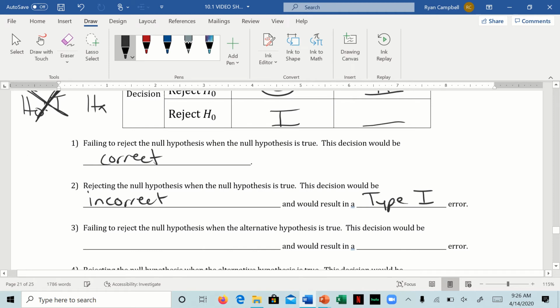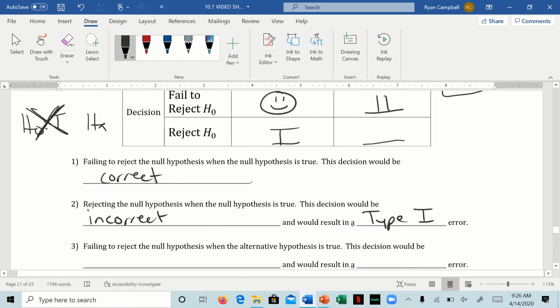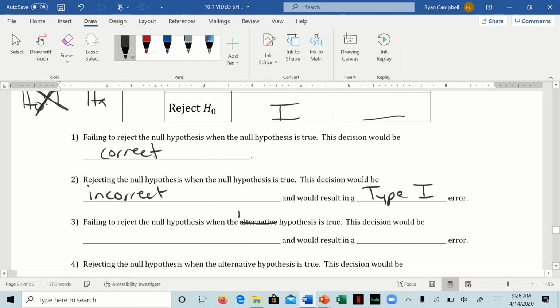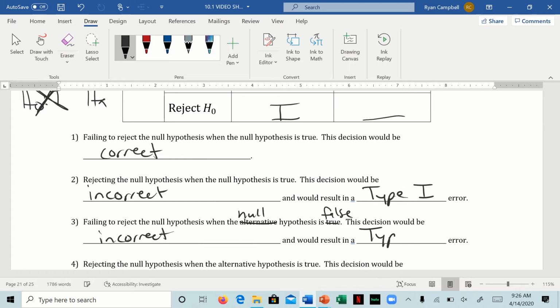So we failed to reject, but the null hypothesis was true. Or sorry, when the alternative hypothesis is true. Well, that's not the best way to say it. When the null hypothesis is false, then the decision would be incorrect. And we have a type 2 error.